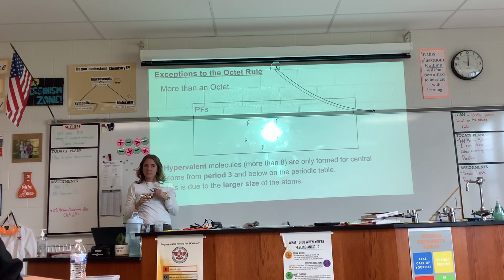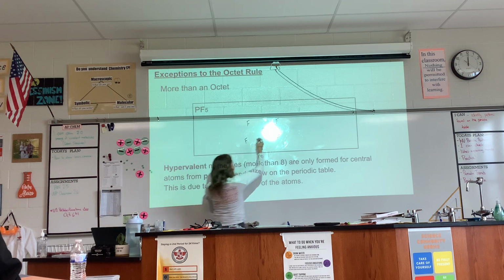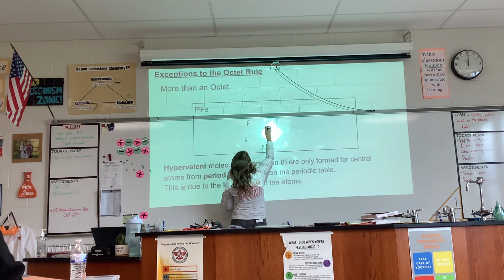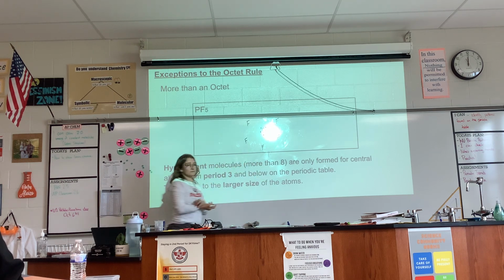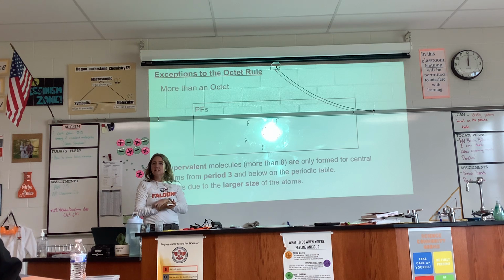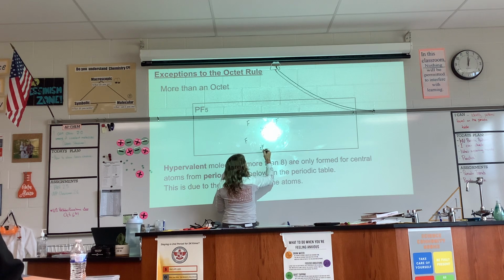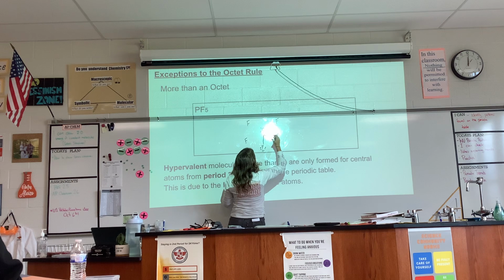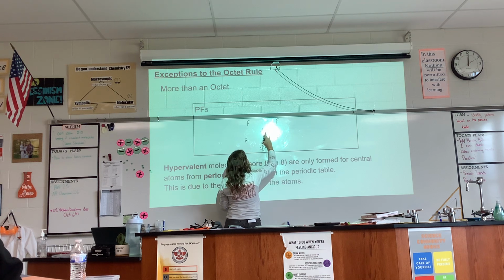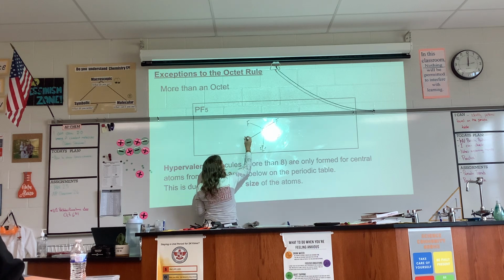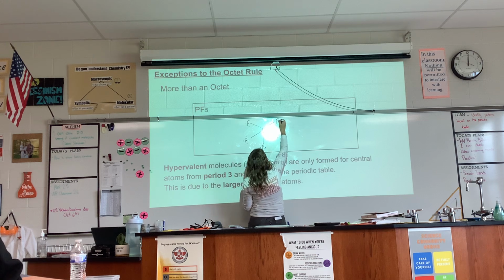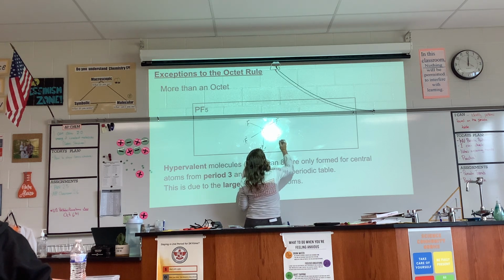How many does phosphorus come with? 5. 1, 2, 3, 4, 5. Fluorines each come with 7. So you can hopefully see where this is headed. Phosphorus will bond once on each side. And then they'll have their full outside shells like so.